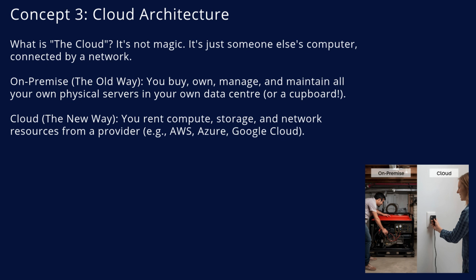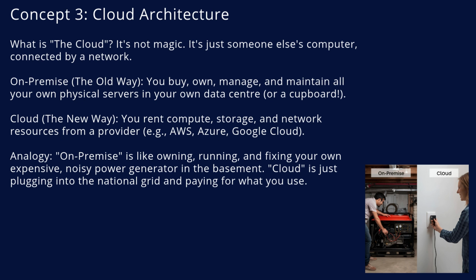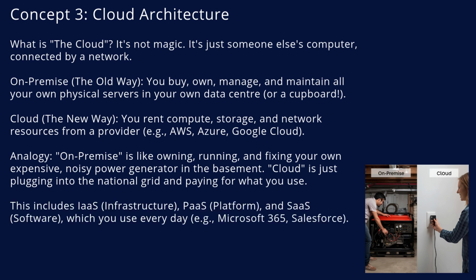My favorite analogy is this: on-premise is like owning and maintaining your own complex, expensive power generator in your basement. Cloud is just plugging into the national grid and paying a simple bill for the electricity you actually use. This includes different models, from infrastructure as a service, renting the basic servers, to software as a service, which you all use every day. Microsoft 365, Google Docs, Salesforce, these are all cloud applications. This shift has completely changed how we build and deliver technology.